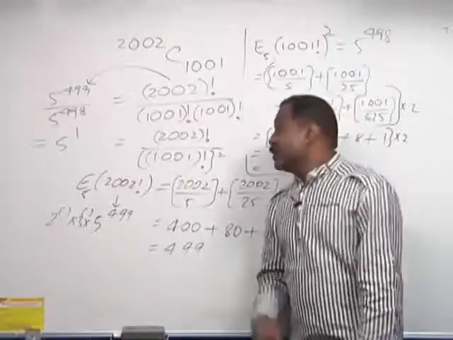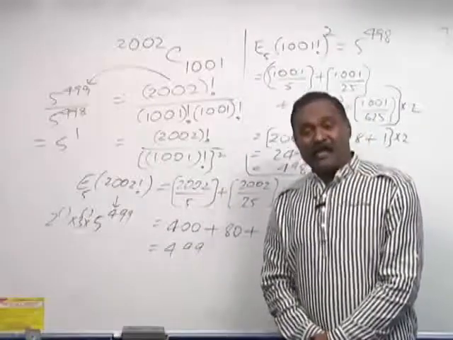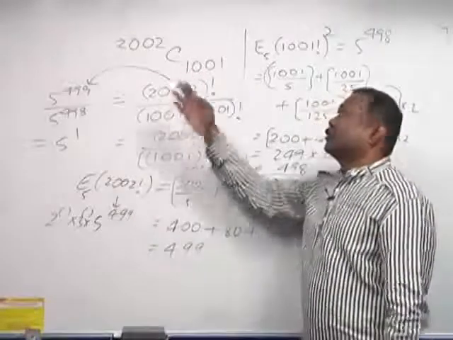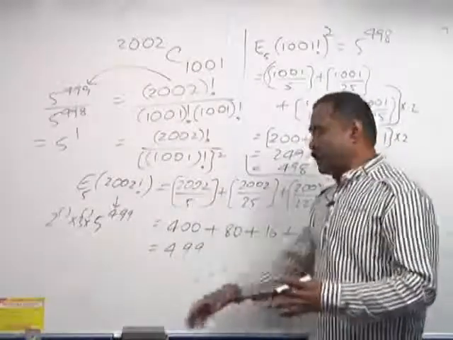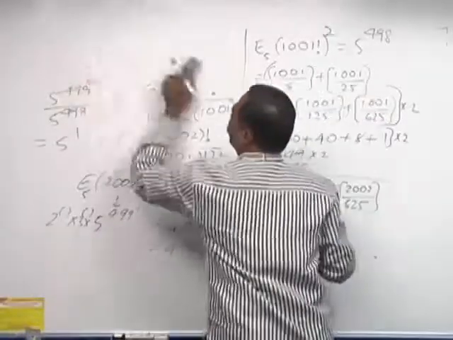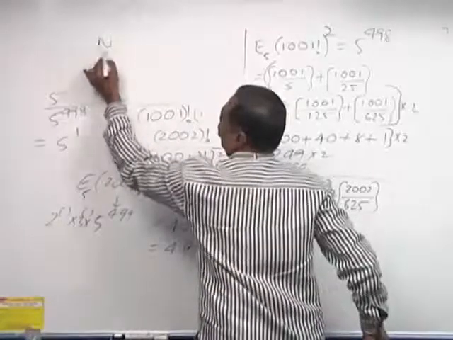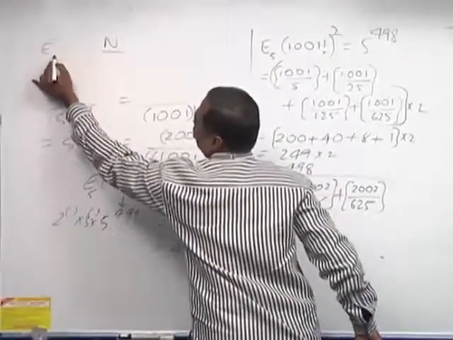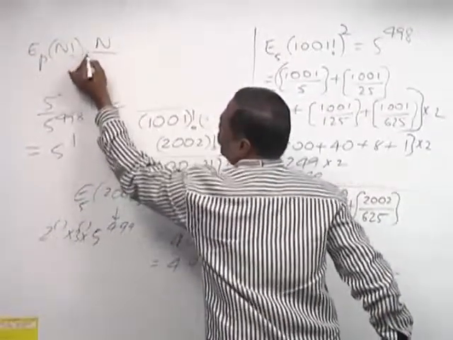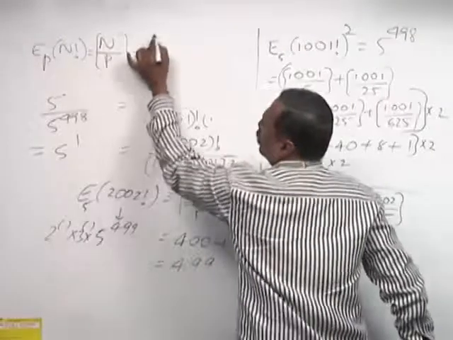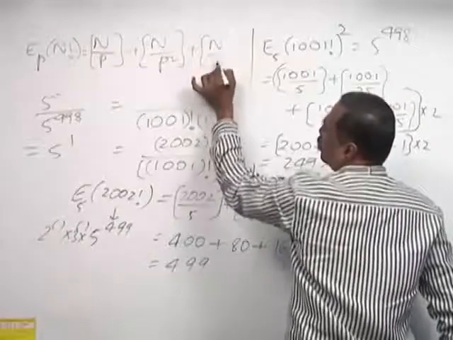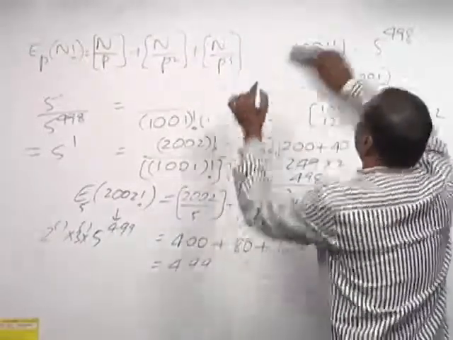You can try that, repeat it, and try on your own. The formula given is that you have to take the step function. The formula is very much clear to you. If it is n, I repeat the formula for you. The exponent of any prime number p in n factorial is nothing but step of n upon p plus step of n upon p square plus step of n upon p cube, and so on.